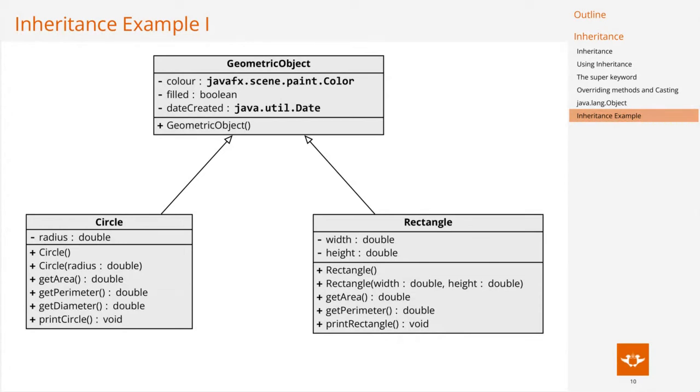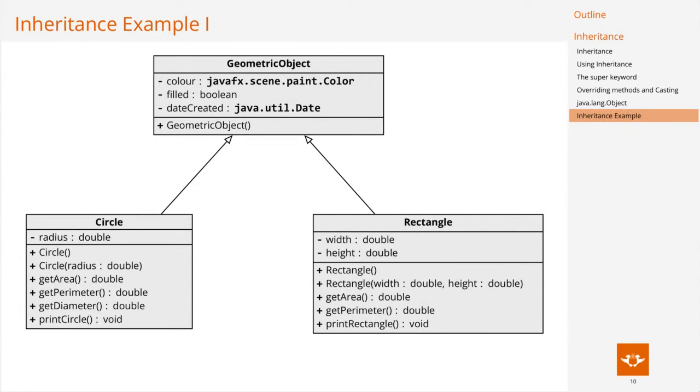You can see there is a parent class called geometric object. It has some attributes there: color, filled, and date created. Now you'll see here, even though we say that UML is supposed to be language agnostic, which means we don't have to specify, or try not to specify.